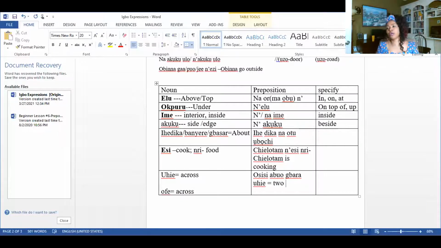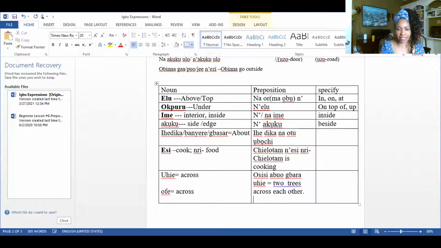I remember when I told you about numbers. If it's singular, the number comes first: ofu or otu osisi. When you're going from singular to plural, anything two and above, you say two trees, osisi, then the noun comes before the number. Osisi abua. That's how you say it. So this is uhe. We are talking about Igbo. Two trees, across each other. That's what the meaning of that is all about.